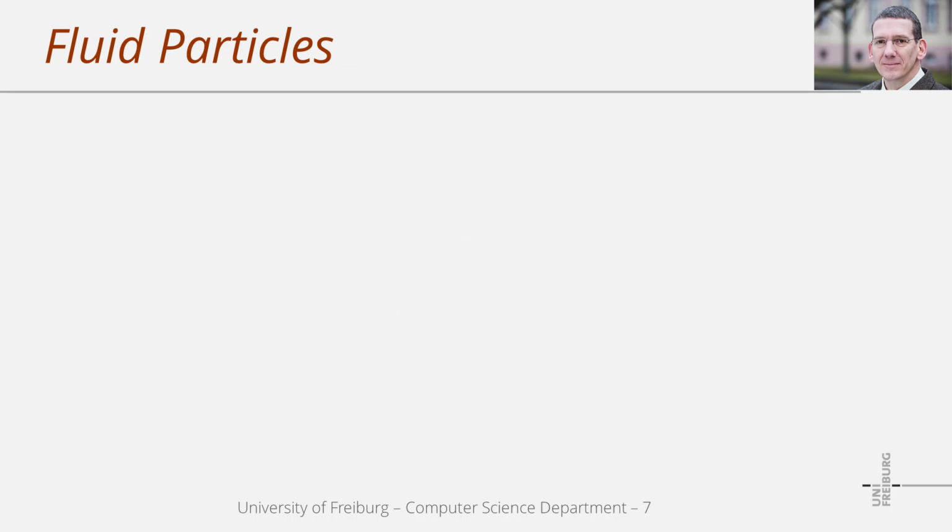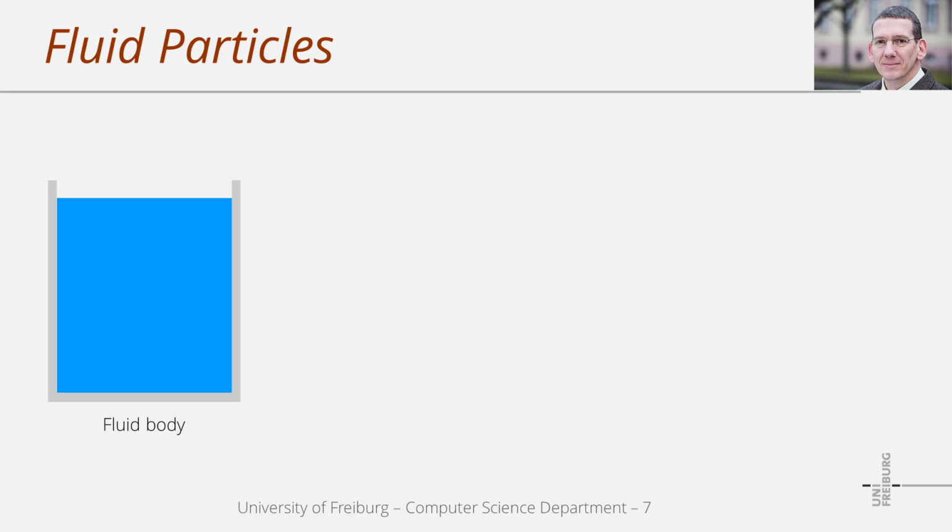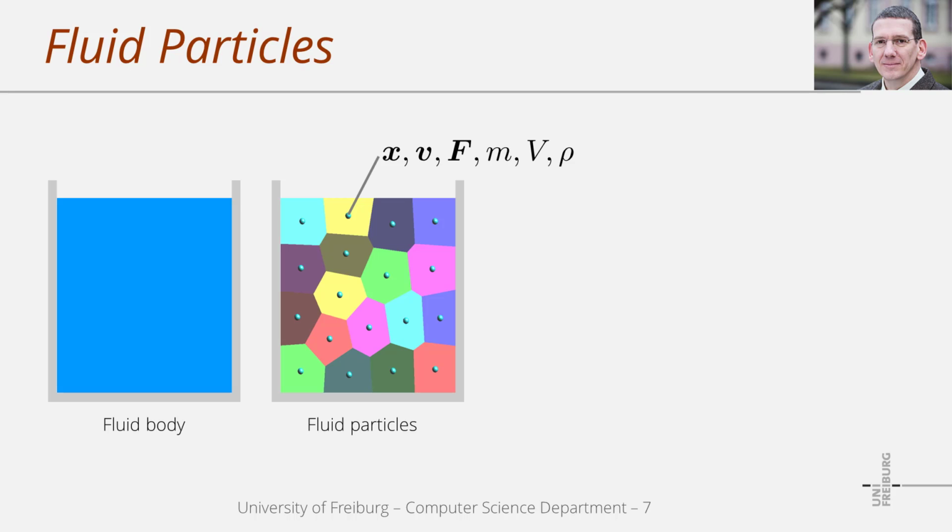Now here on this slide we see an illustration of how particles can be used to represent a fluid. We start with a fluid body inside a container, and then we choose a user-defined number of particles to represent the fluid body. In this example, for instance, we have used 22 particles of the same size. Each particle has its representative position and velocity.